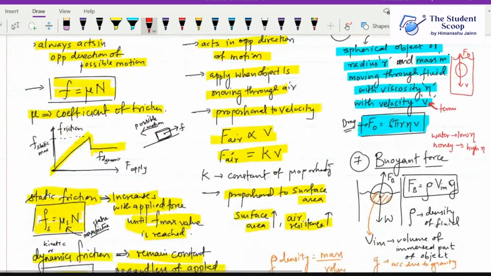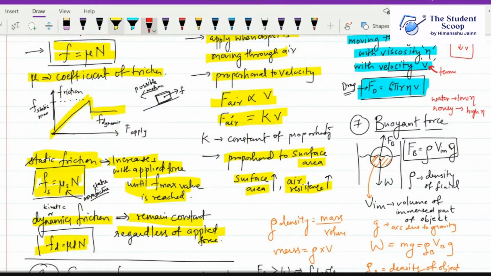Then another force we have is the buoyant force. The buoyant force is also a newly added force. If there is an object floating on water, then there is an upward buoyant force. It does not have to be water. It can be any fluid, liquid or gaseous. Here the rho sign is for the density of the fluid, and V_im is the volume of the immersed part of the object. This is very important. We don't take the volume of the entire object, just the volume of the immersed part.